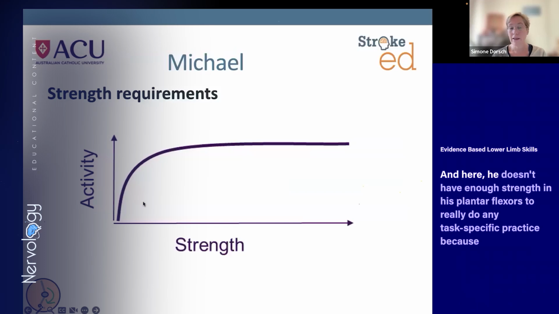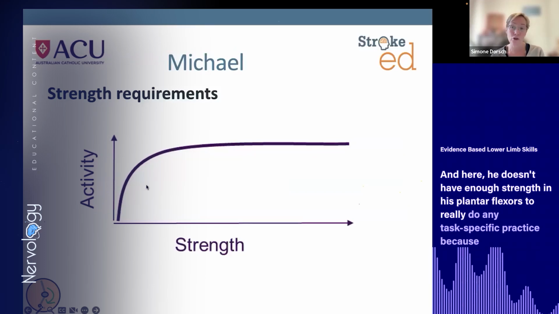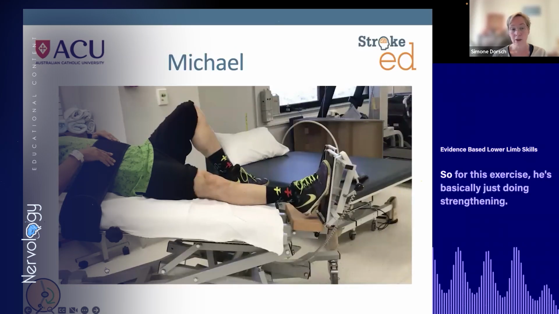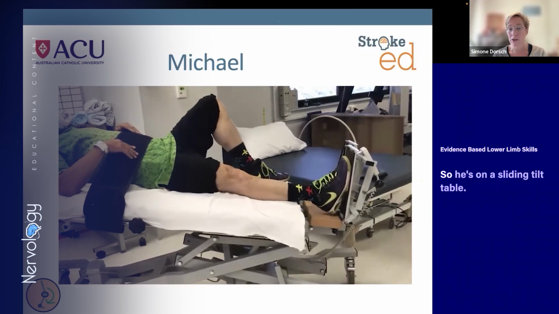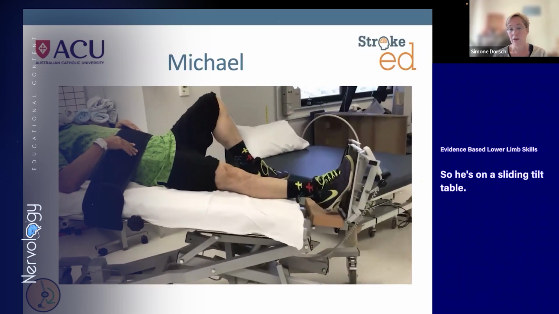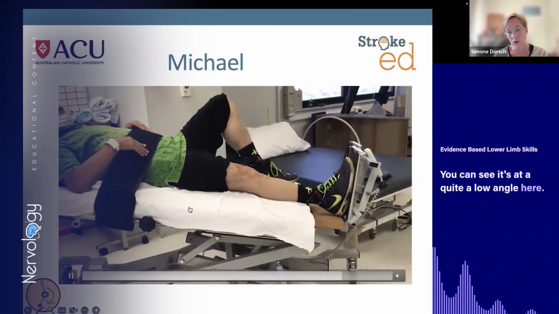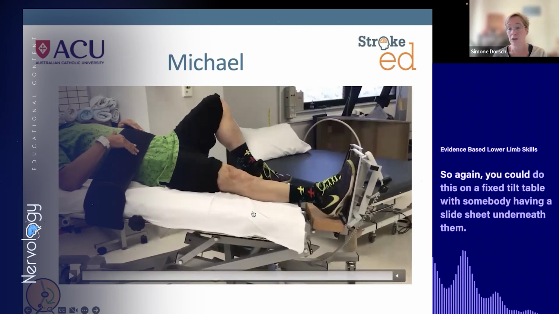And here he doesn't have enough strength in his plantar flexors to really do any task-specific practice because they're still too weak. So for this exercise, he's basically just doing strengthening. He's on a sliding tilt table. You can see it's at quite a low angle here. Again, you could do this on a fixed tilt table with somebody having a slide sheet underneath them.